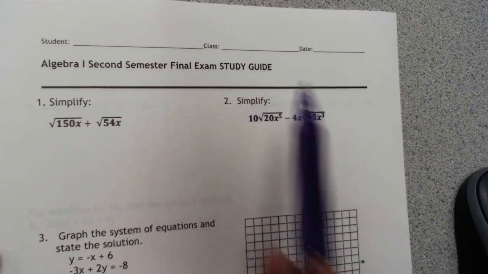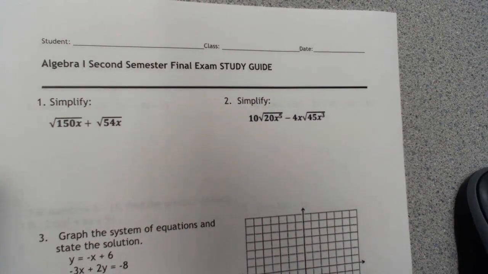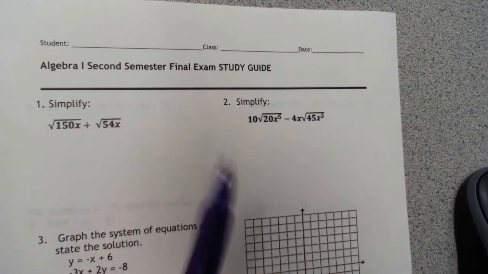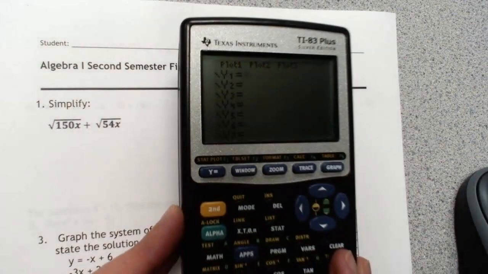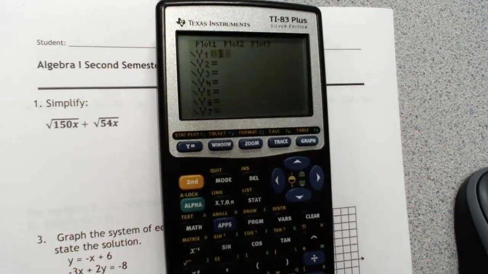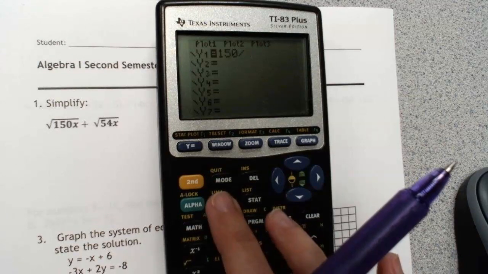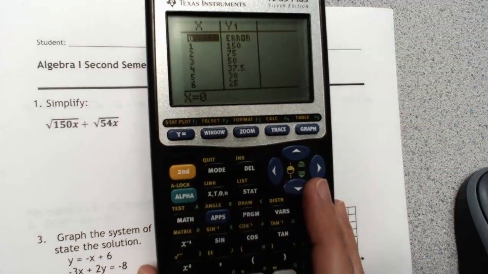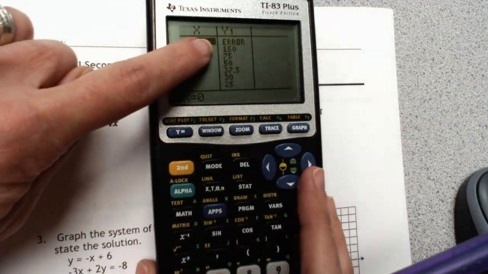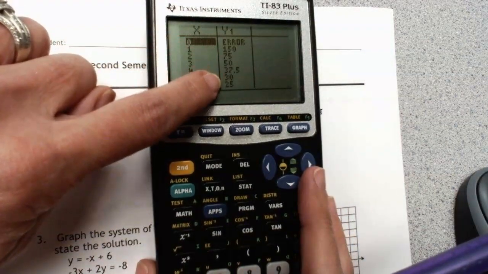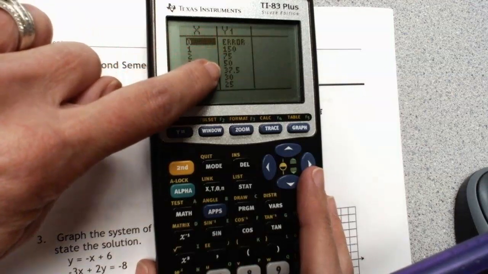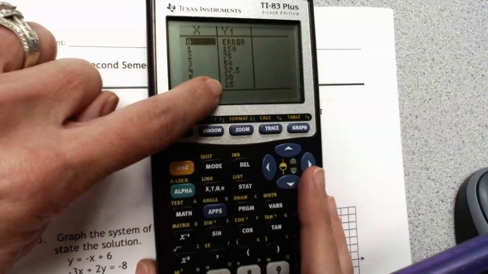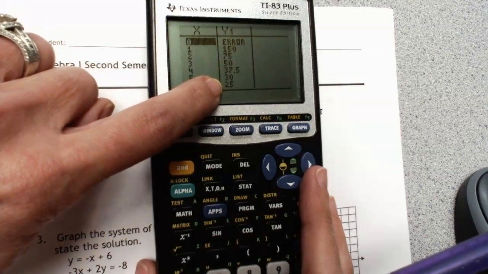This is the semester test study guide for 2024, and we are going to simplify these radicals. So if you'll remember, you can go to y equals, type in 150 divided by x, and then go to your table. And you're looking for perfect square factors. I always say look on this side for your perfect squares, and I see 25 is a perfect square. So I'm going to break that radical into 25 and 6.